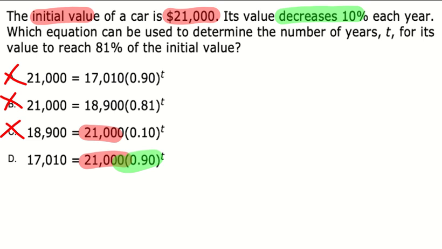Who could tell me where the 17,010 comes from? It's the 81%. Okay, if you're trying to find when it reaches 81%, if you did 81% of the 21,000, that's what number you would get.